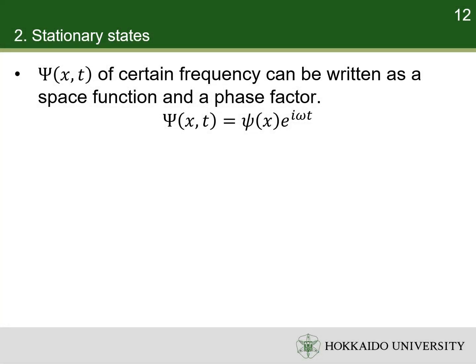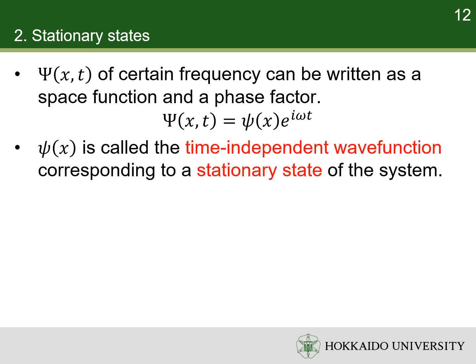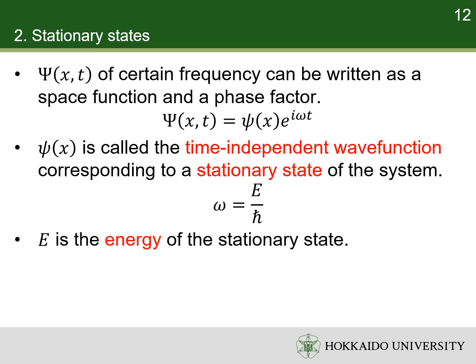For a system in a time-independent potential, the time-dependent wavefunction can be written as a spatial function multiplied by a temporal phase factor with certain frequency. The spatial function is called a time-independent wavefunction, corresponding to a stationary state. The frequency of the temporal phase factor is determined by the energy through the Planck's relation. In other words, each stationary state has a certain energy.